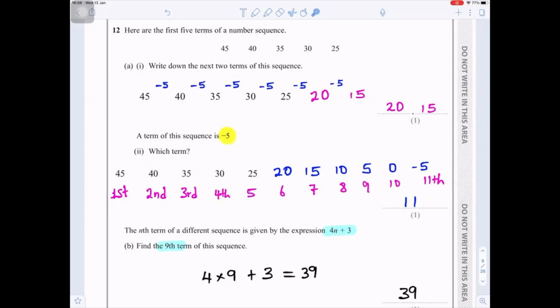Next part. The nth term of a different sequence is given by the expression 4n plus 3. Find the 9th term of the sequence. When they say nth term, that means it's a general term. And the 9 means n is equal to 9. So you want to substitute that n, which is 9, in that position for n. So the 9 goes there. So 4 times 9 plus 3 gives you 39. So the 9th term of this sequence is 39.